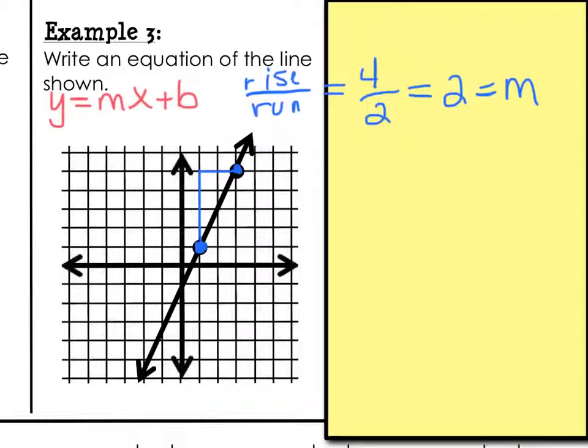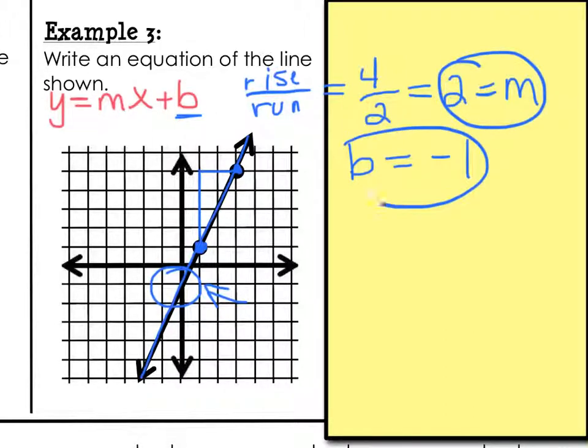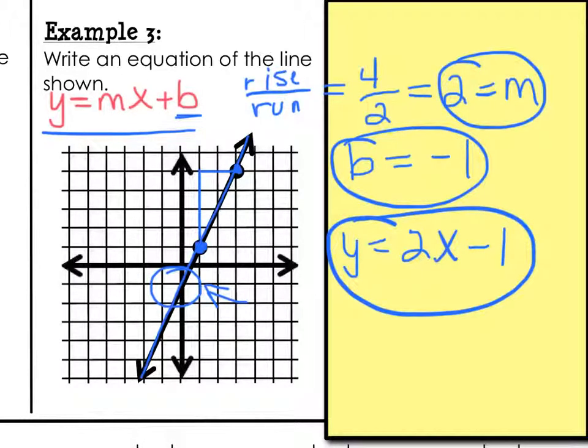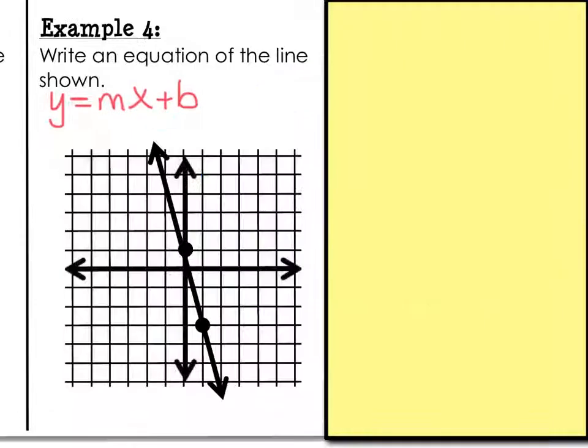Okay, so now we also need to get our y-intercept, or our b. And recall that wherever the line crosses your y-axis is your y-intercept. And it crosses right there at y equals -1. So since it crosses at y equals -1, our b equals -1. So now we have our slope and we have our y-intercept, so we simply substitute that into our equation, and we get y equals 2x minus 1. And that is the answer for example number 3.